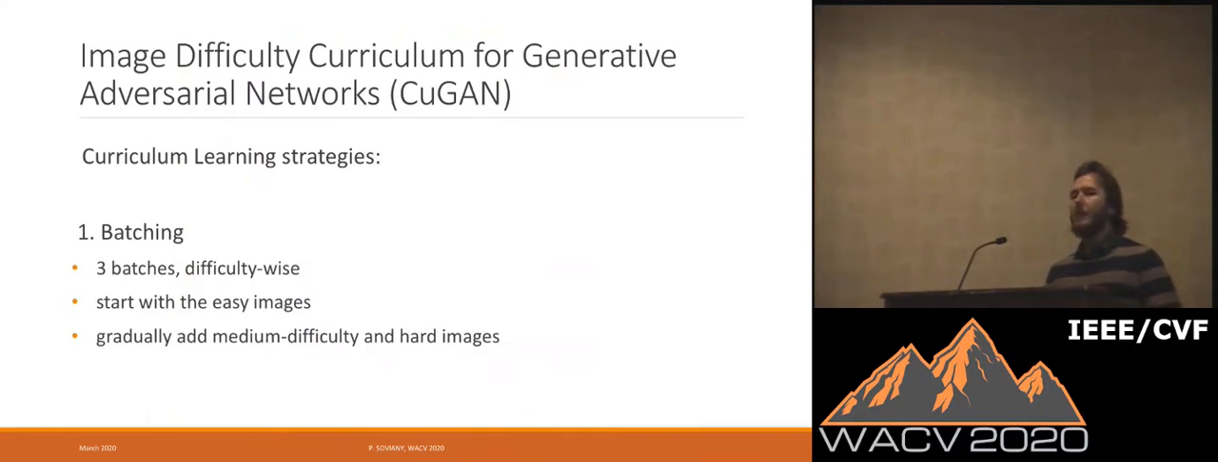The first one is batching. We split the training set into three batches difficulty-wise. We start training on the easy images, then gradually add the medium difficulty and then the hard images.